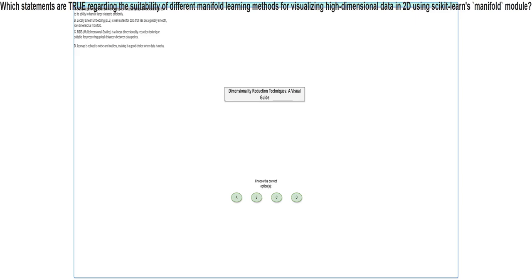This question tests your understanding of four dimensionality reduction techniques: t-distributed stochastic neighbor embedding, t-SNE, isomap, locally linear embedding, LLE, and multidimensional scaling, MDS. I'll evaluate each technique's strengths and weaknesses to determine which statements accurately reflect their properties.